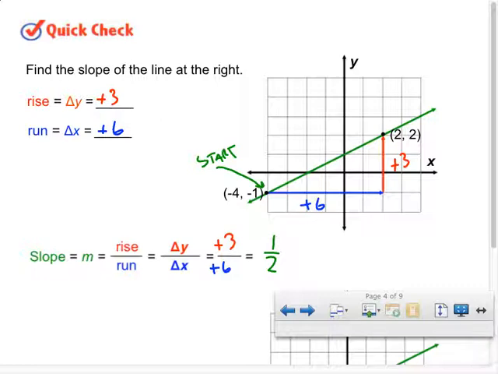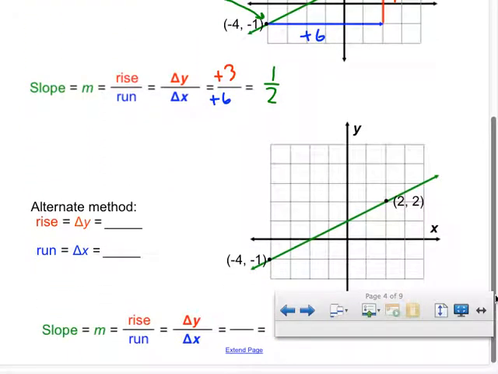Okay? So let's go and take a look at the alternate method. If I started, instead of negative 4, negative 1, if I started at the point 2, 2, my run would be what? Which way would I be going to get to the other point? No, run is sideways. I would go left. And Bokhar, how many units to the left would I be going? Minus 6. So here my run is negative 6.